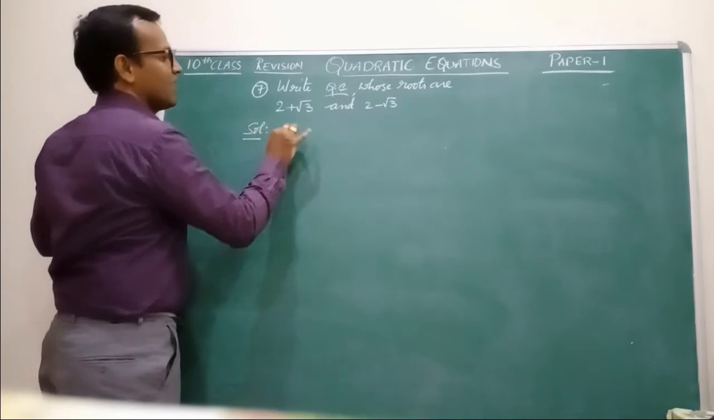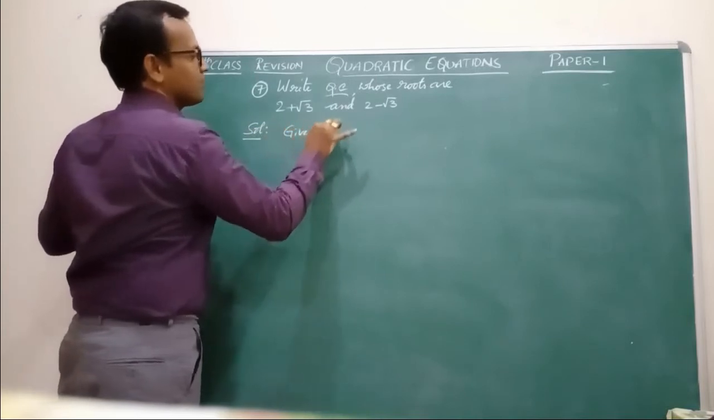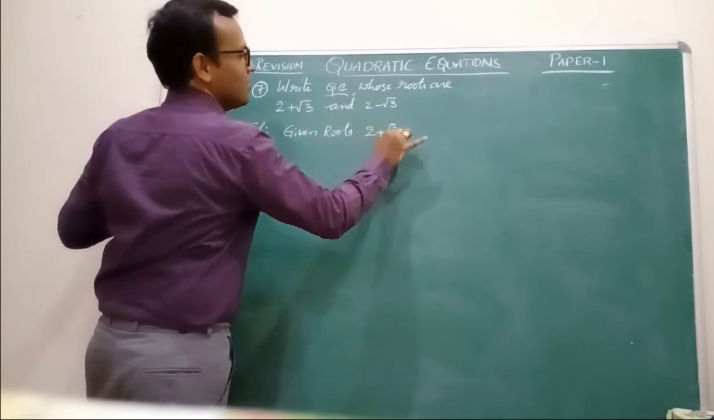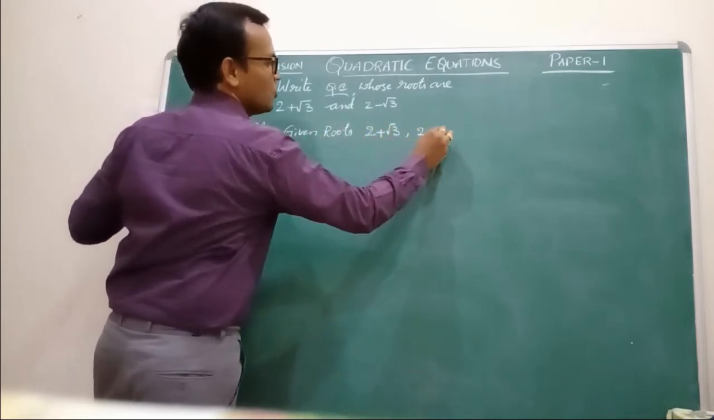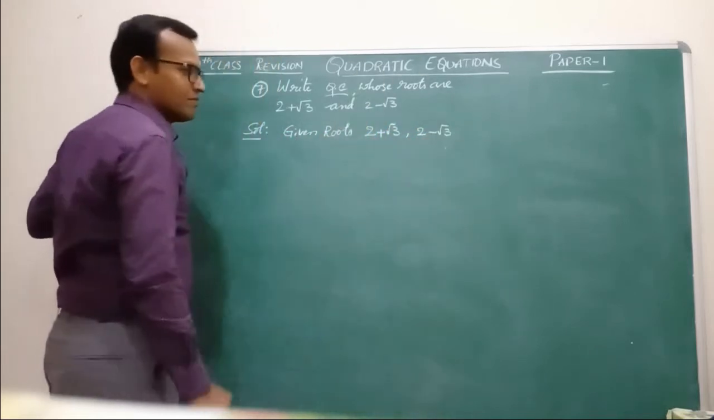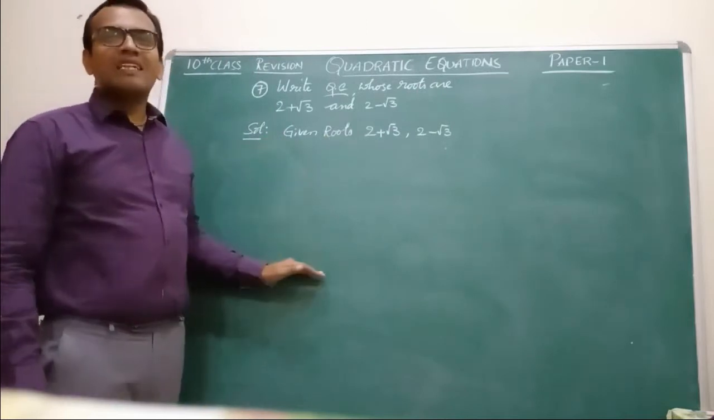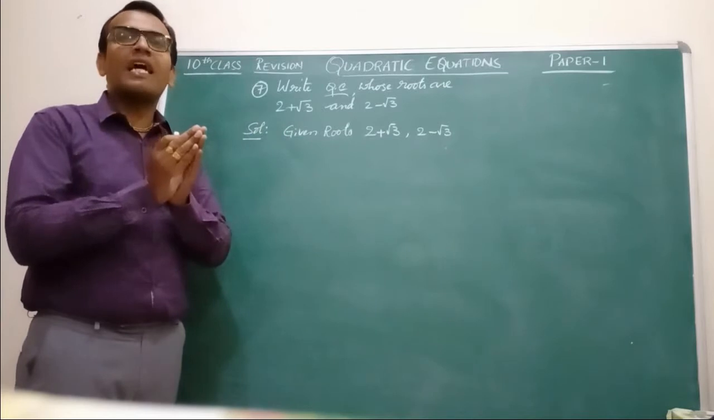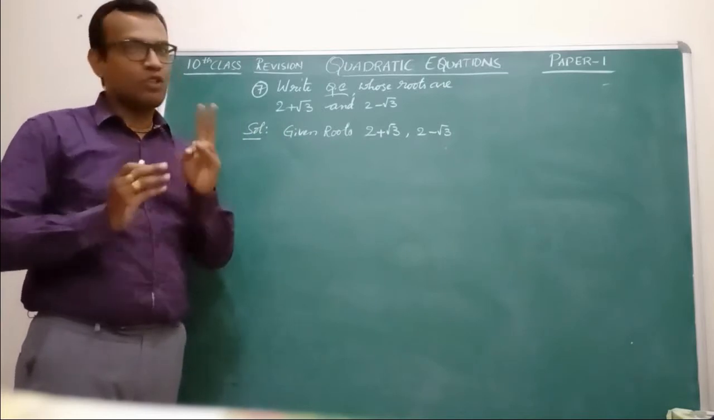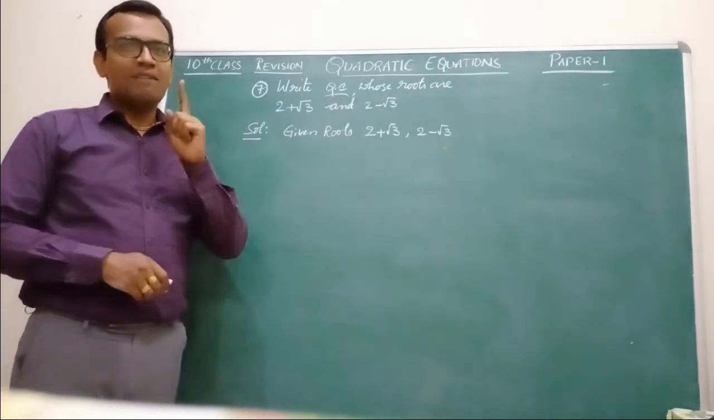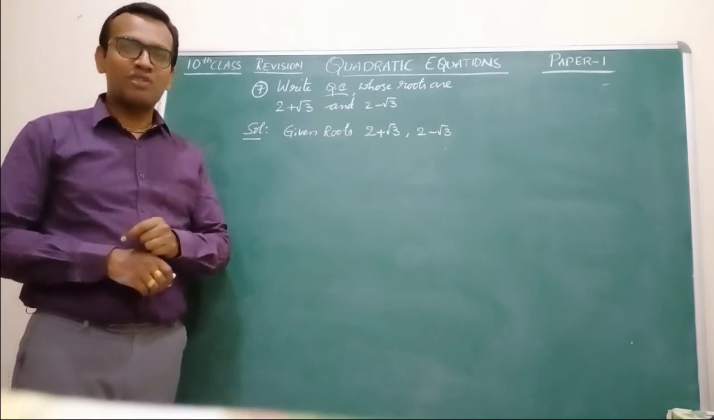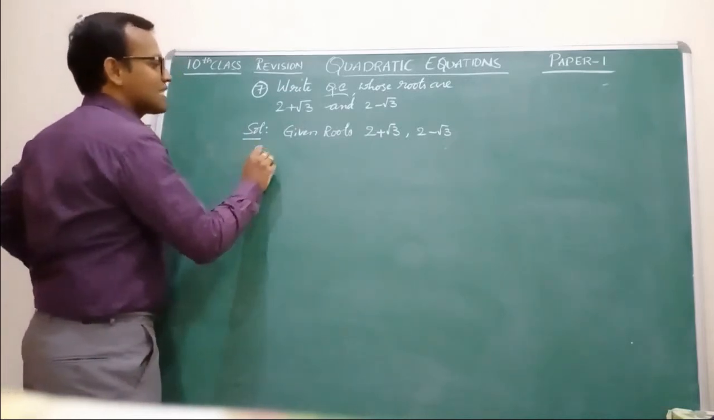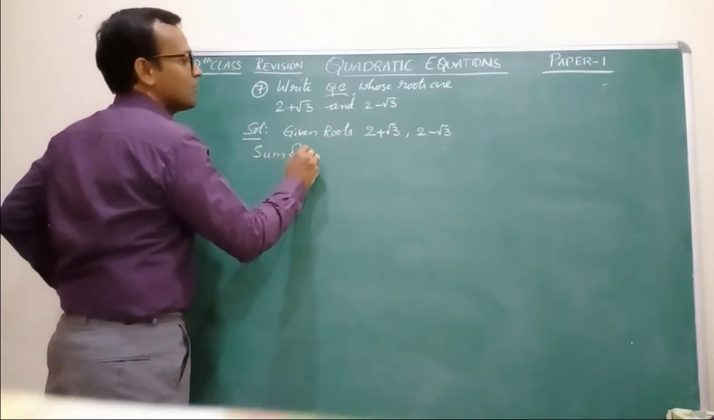Solution. Given roots 2 plus root 3 and 2 minus root 3. So to find the quadratic equation, we need to find the sum of the roots and product of the roots. Two things we have to find, children. First one is sum of the roots. Second one, product of the roots. So let me find sum of roots.